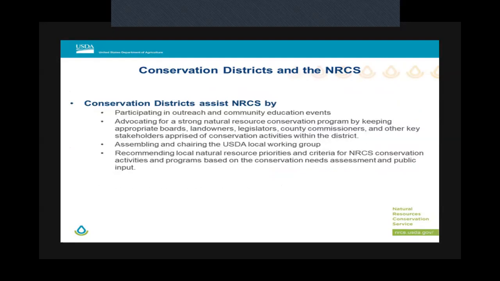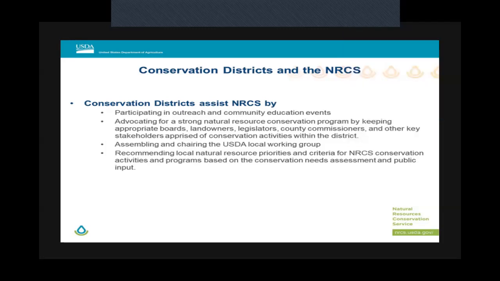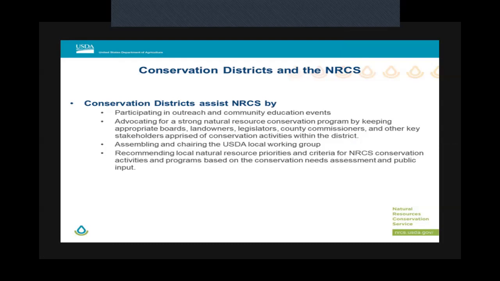So how do districts assist NRCS? Districts are a huge partner in our outreach, community education events, advocating for natural resource programs. And one of the biggest things that they really help us with is chairing a local working group. And a local working group is really what it sounds like. It's a group of local participants or producers or citizens in the county coming together to talk about the resource concerns in that area. And CDs are asked to chair that local working group. It's a big task, a lot of communication, a lot of outreach, meeting notices, but it's just a great partnership we have so that our local citizens have a voice in what the resource concerns are that NRCS is looking at addressing. And then also recommending natural resource priorities and the criteria for NRCS. So that's a big ask.